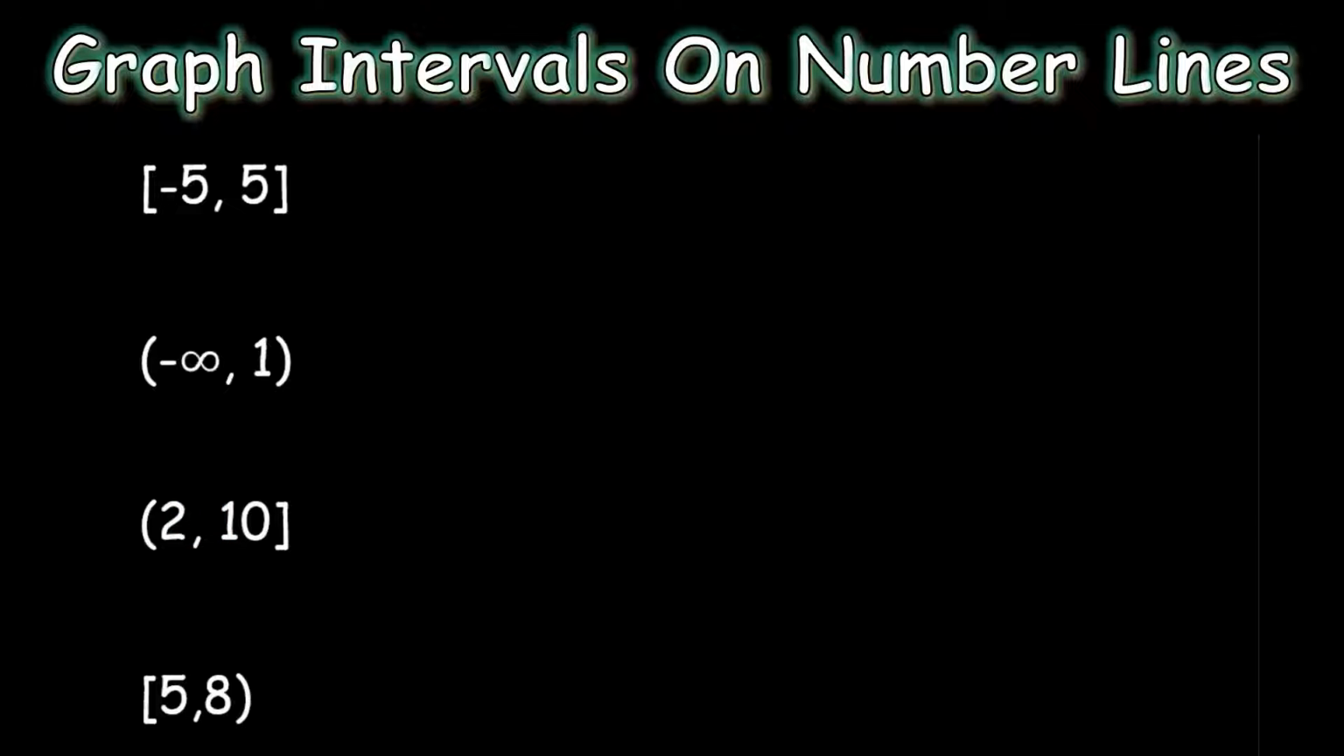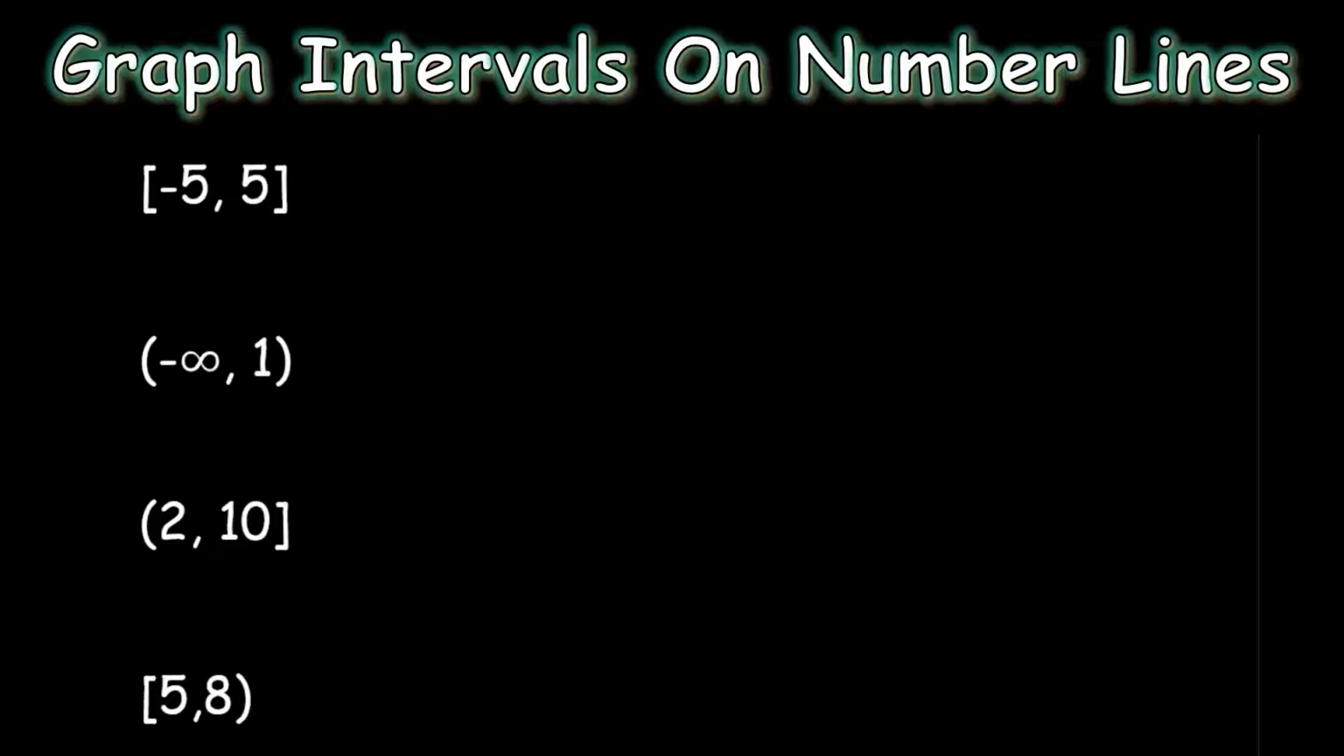And one more thing to note, when you have brackets, you put a closed dot, but if you have parentheses, you put an open dot whenever you are graphing, whether it's on a graph, a chart, or a number line, or anywhere else.